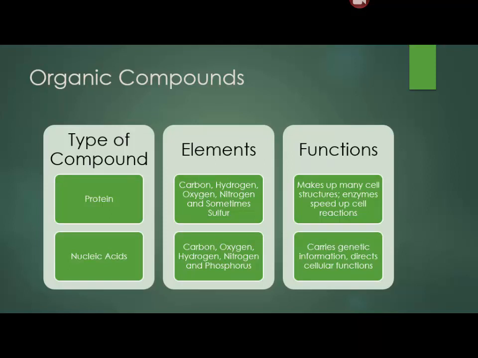Protein is the third type of compound. The elements that make it up are carbon, hydrogen, oxygen, nitrogen, and sometimes sulfur. They make up many cell structures, and they also make up enzymes which speed up chemical reactions. And finally, the last type of compound is nucleic acid. The elements that make it up are carbon, oxygen, hydrogen, nitrogen, and phosphorus. And their functions are to carry genetic information, and they also direct cellular functions.